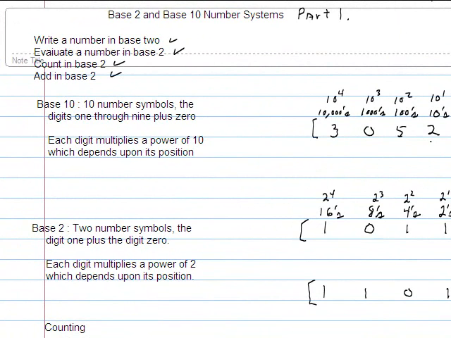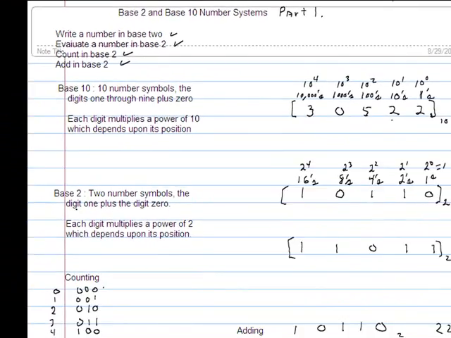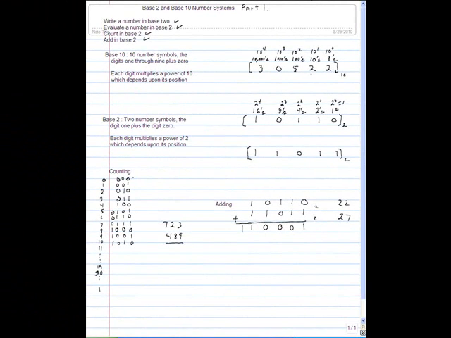Let's begin by looking at the relationship between base 10 and base 2 to see how the base 2 works. In a base 10 number system there are 10 number symbols, the digits 1 through 9 plus the 0 digit. In a base 2 number system there are only 2 digits, the symbol 1 and the 0 digit. In the base 10 system each digit multiplies a power of 10. The power of 10 it multiplies depends upon its position.